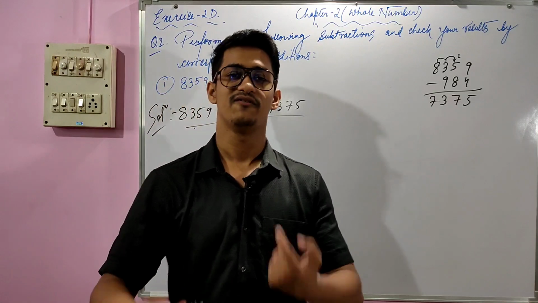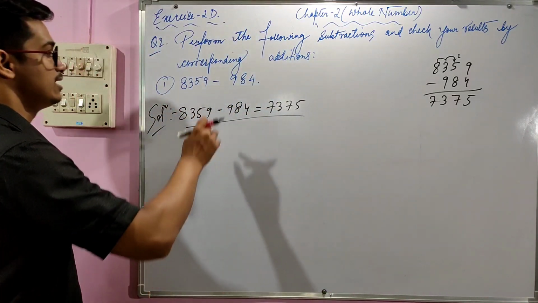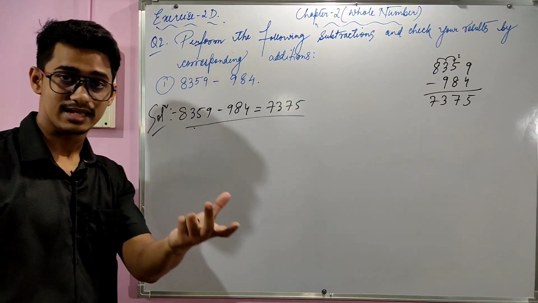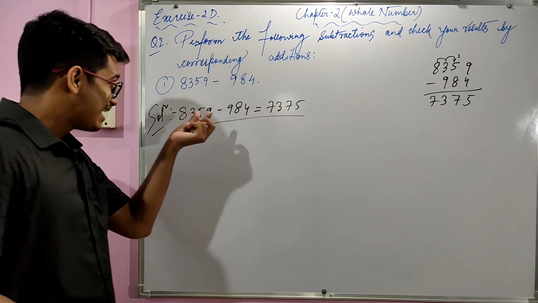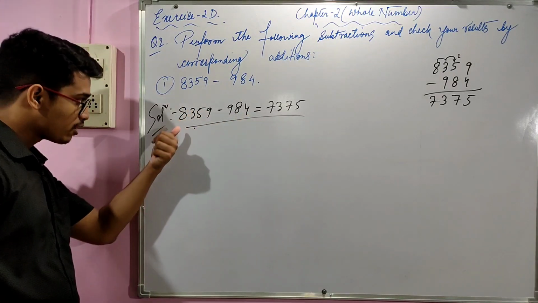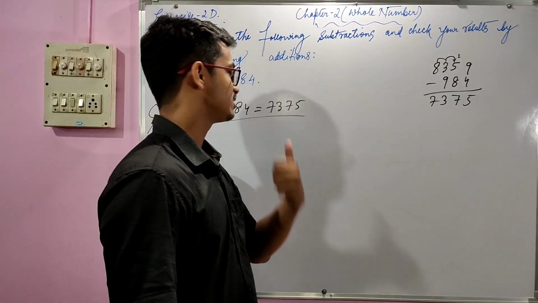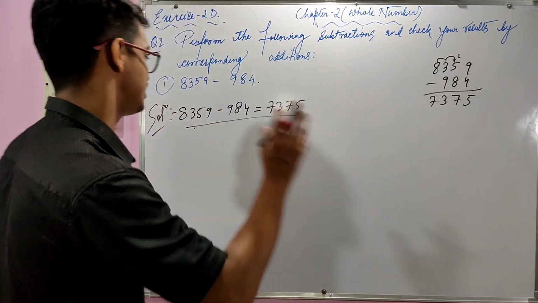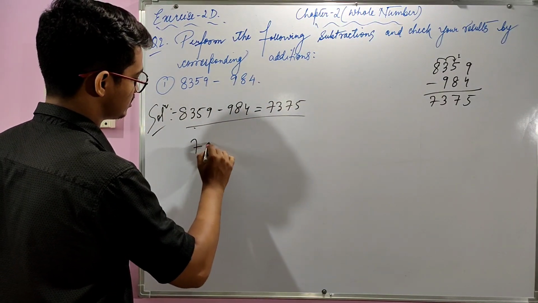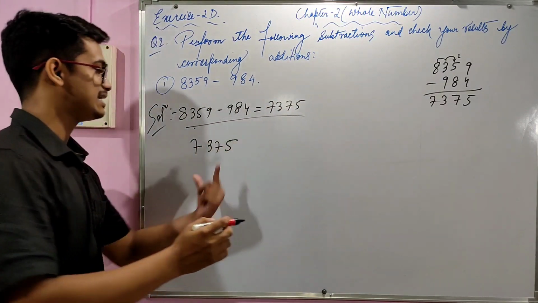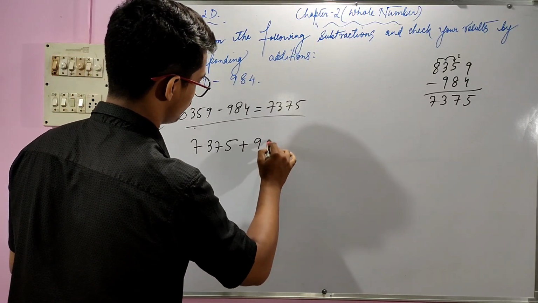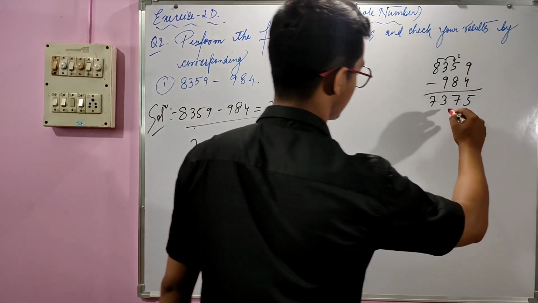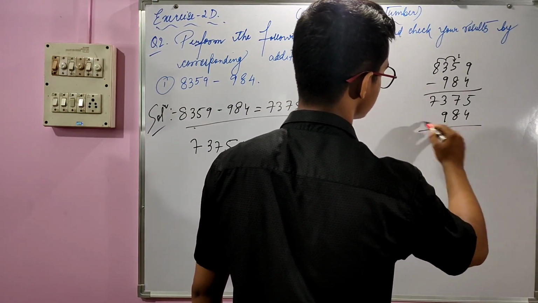Now we have to frame the sentence. How will I frame it? Here the answer is saying what? When 984 is subtracted from 8359, the result is 7375. So that is what the statement is saying. So the new statement will be: 7375 when it is added with 984, the answer will be, let's just check, the answer of the addition.